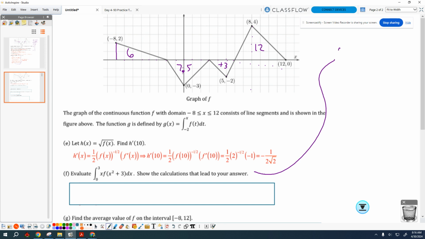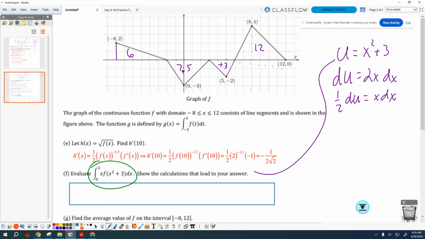I was told here, which I assume meant U substitution. Massimo, what's the U value? X squared plus 3. So how do I do the U substitution? You do the derivative, so du equals 2x dx. And then 5 plus x. Okay, so swapping out this stuff for that stuff.